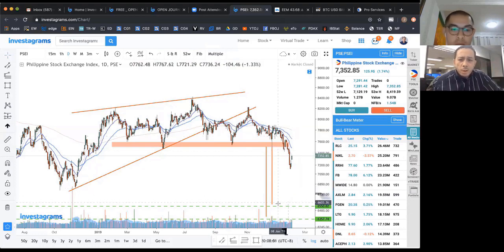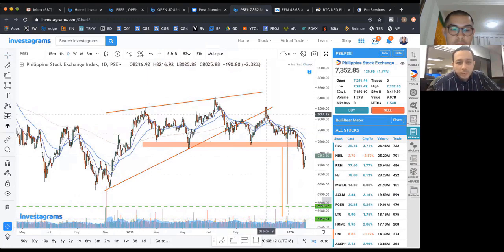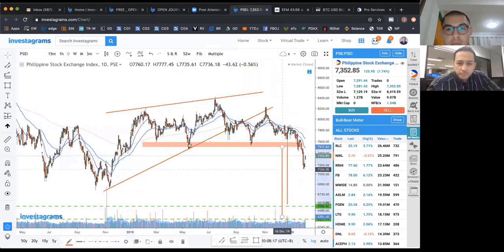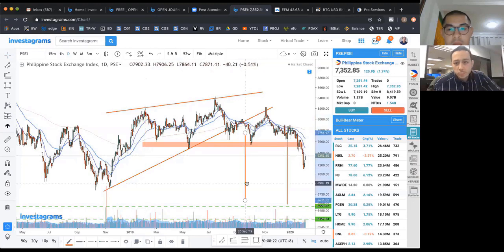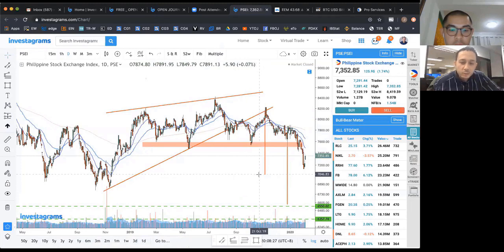So going back, one way to look at it is a breakdown from a head and shoulders pattern. Minimum target is 6,582. Another way to look at it is that it broke down from this rising wedge over here. If you take the size of that wedge and put it below here, you'll also see a breakdown to around the 7,000 area. So at least we're seeing prices go to the 7,000 or to the 6,586 area at the minimum. So that's where we are right now.